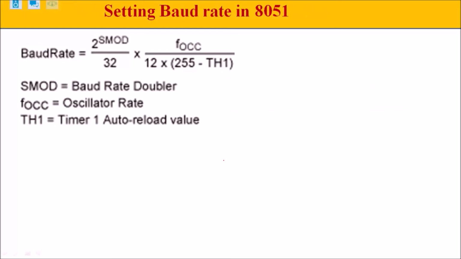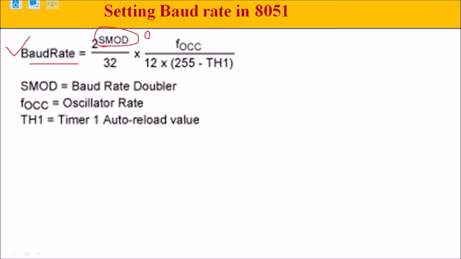Now how to set a baud rate in UART? You can write this formula also. To find the baud rate in mode 1, the formula has 2 raised to power SMOD. SMOD is a bit of the PCON register. By default, it is 0. So 2 raised to power 0 means this factor is 1. If it is 0, then this factor is 1. 2 raised to power 0 is 1. If it is 1, then this factor is 2.